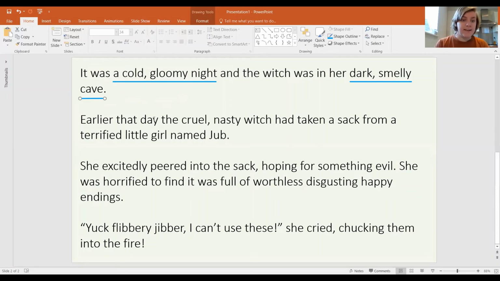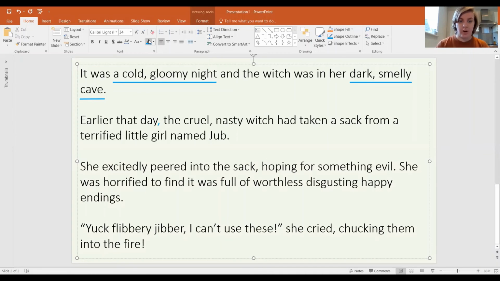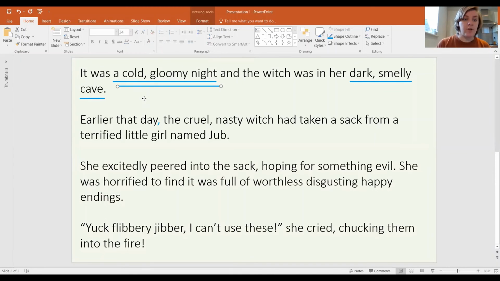Earlier that day, now. That's an example of a fronted adverbial, isn't it? Because I've got a time at the start of a sentence. Earlier that day, it's telling me when something happened. However, I am missing something. I am missing a comma. So in blue, there, I'm going to add that comma in. Can you see how that's in blue? So I'm editing. And then I'm going to underline that fronted adverbial because I have used it. There we go. Perfect. Earlier that day, comma, the cruel, comma, nasty witch.